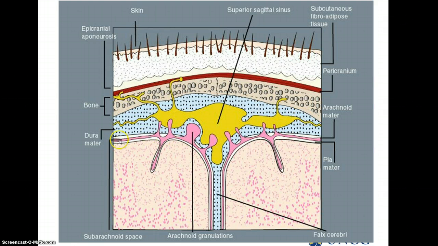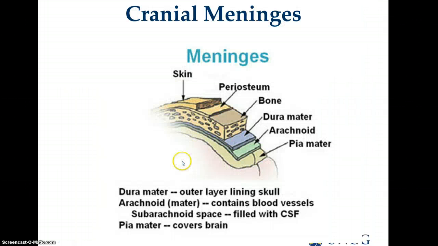So it's really important that you understand that if you want to look at another cross-section, you can see skin, there's that fibrous periosteal layer, there's the bone, dura, arachnoid, pia, and then brain right here. The arachnoid mater contains a lot of blood vessels. It contains cerebral spinal fluid right below it.